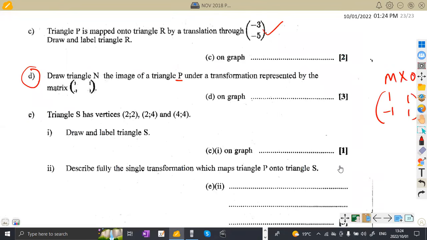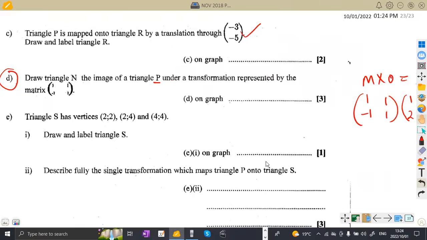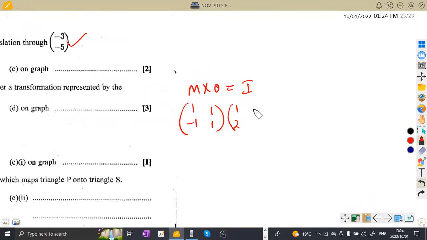1, 4, and we say the other one is 2, 4. Okay. 1, 4, and 2, 4 here. All right, so we've got 1, 4, and 2, 4. Okay, so I have the coordinates. So now let us do a multiplication row by column.